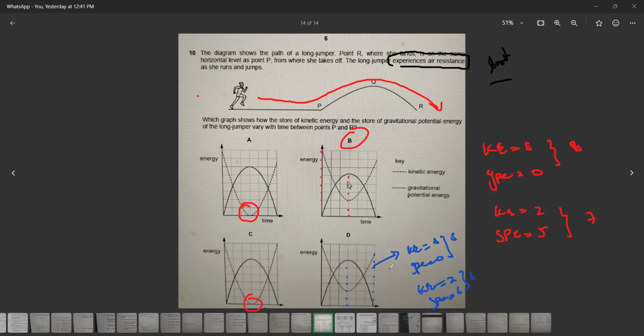So the last is the same, but in between, because there is air resistance acting, the sum of kinetic and potential energy should not be the same throughout. In the beginning, the sum of kinetic and potential energy is 8, but then later it loses energy, so it should decrease. Here it is only decreasing at the last. But in D, it is not decreasing in between. If D was the answer, then the final should be ending like this. There's no loss of energy. So B is the answer because it is losing energy to the surroundings.